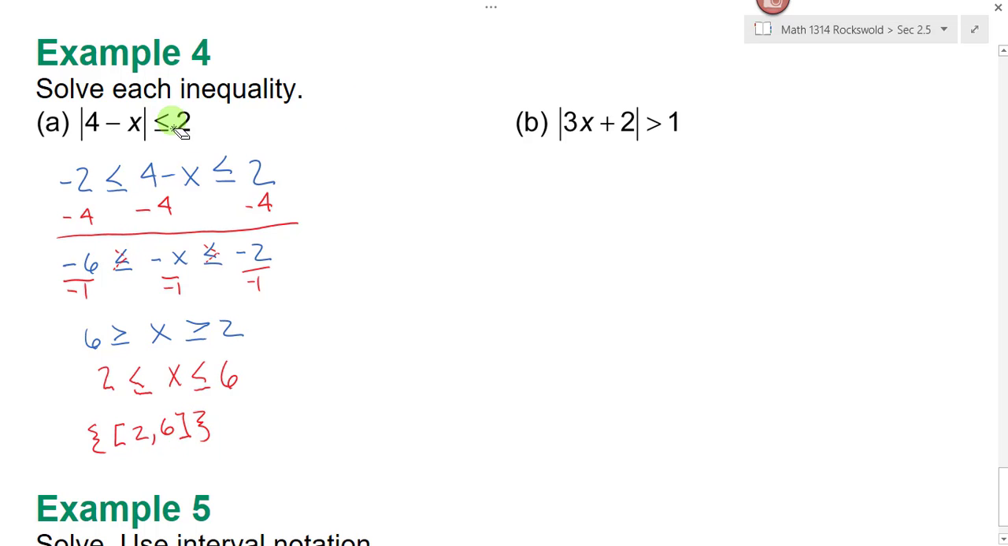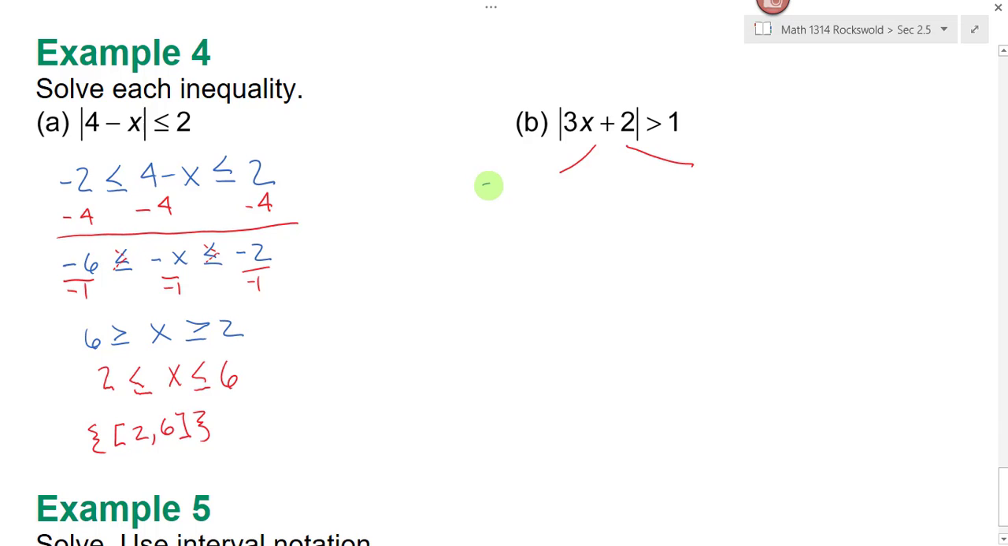So when we have an absolute value inequality that involves a less than, we set up a compound inequality with the negative number on the left, positive number on the right, and whatever's inside the absolute value goes in the middle. Solve for x, write your answer in interval notation. Now when we have an absolute value inequality with a greater than, we end up with two inequalities that we solve. We're going to end up having two separate intervals for our solution.